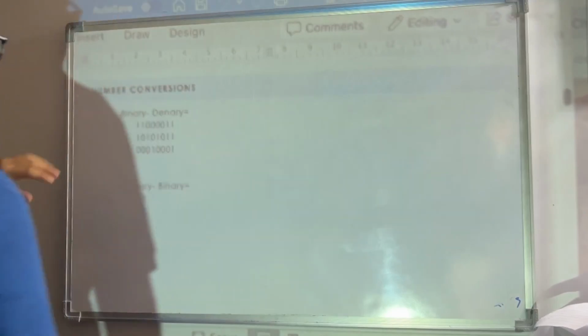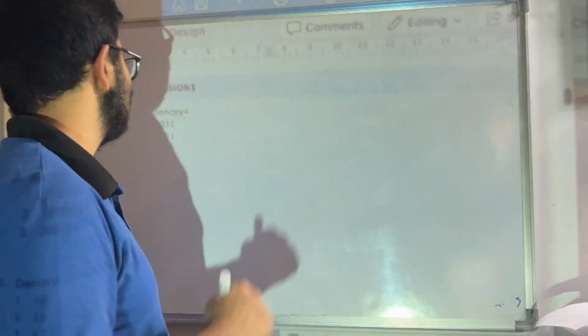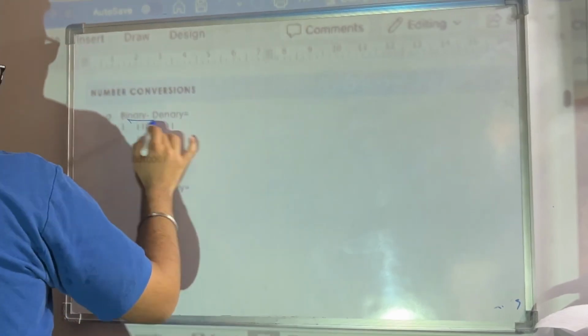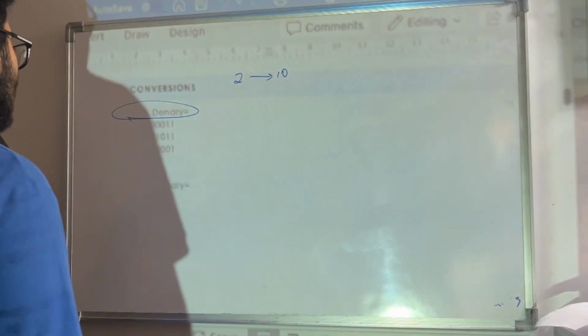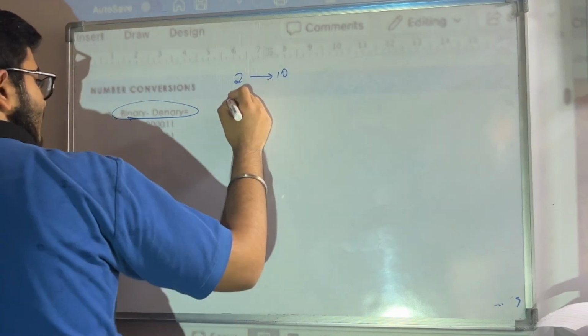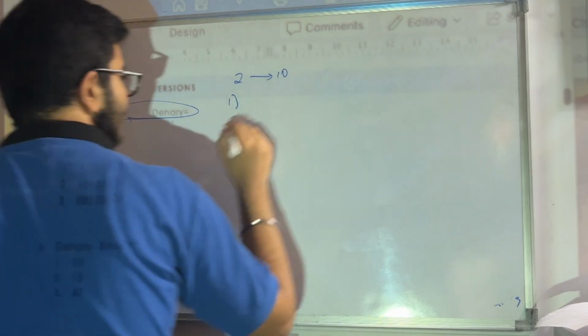Okay, starting off with the questions. If the questions are not clear on the board, I'm going to write them to the side so that you can also see. Our first conversion is binary to denary. How do we convert binary to denary? To convert binary to denary, let's see one example. Our first example is 11000011.